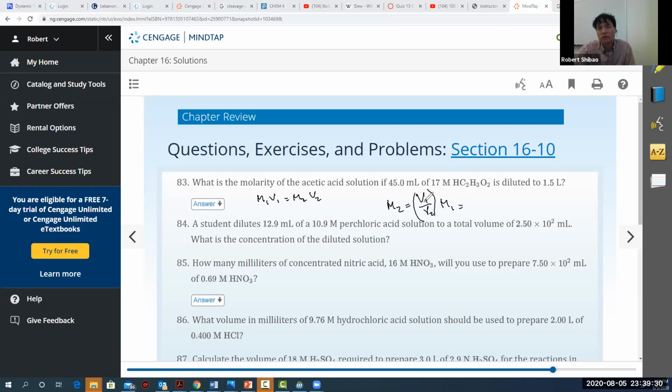So what is the dilution factor here? 45 is diluted to 1.5 liters. So we're going from 45.0 to 1,500 milliliters. So it's a 45 milliliter to 1,500 milliliter dilution. So it's a pretty big dilution of 17 molar. 17 molar is very concentrated acetic acid.